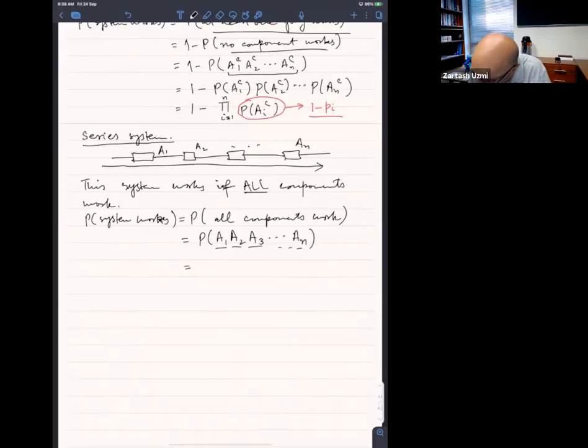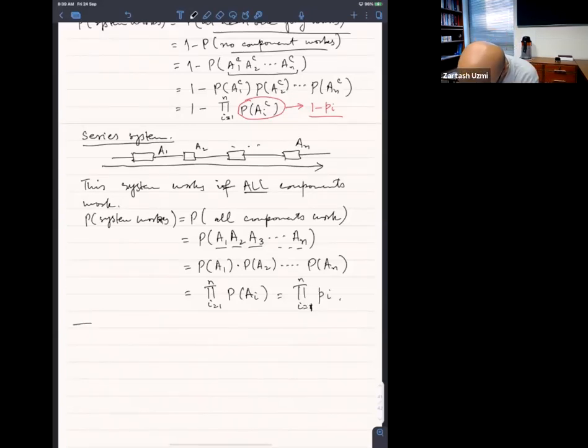Okay. Which is equal to, again, by independence, the components are working independently. This would be equal to probability of A1, probability of A2, dot, dot, dot, probability of AN, which can also be written as product of I is equal to 1 to N, probability of AI, which is equal to same as I is equal to 1 to N PI.